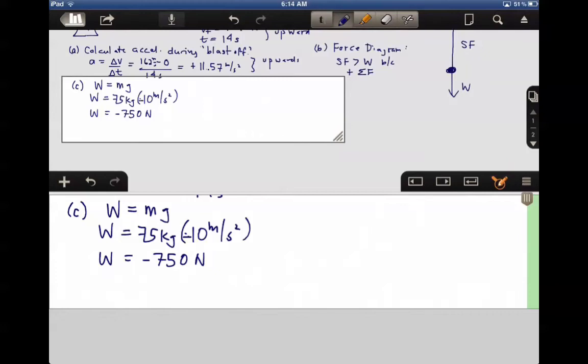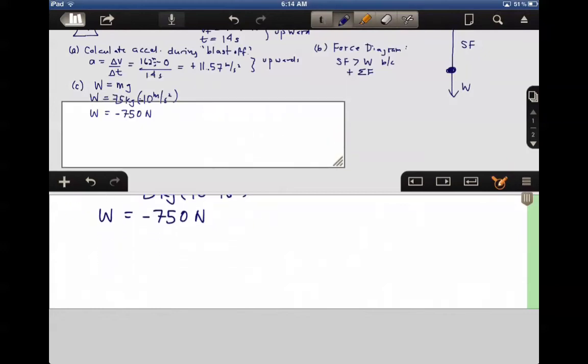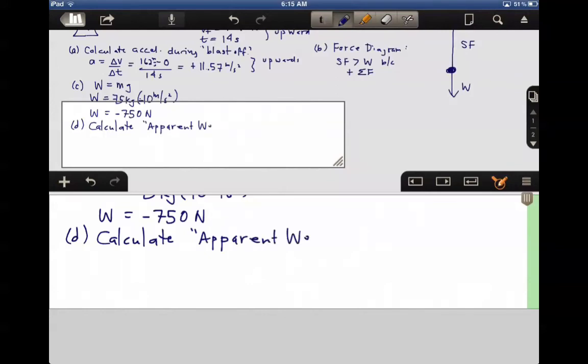Now, here comes the trickier part of the problem. Calculating the apparent weight or the support force of the astronaut. So what you're being asked for here is, how hard does the astronaut's seat push on him or her during takeoff? So calculate apparent weight, or support force. This is very similar to what you did in the elevator on Parents' Day, where the mass was pushed upward by the scale, and the scale provided a support force reading.